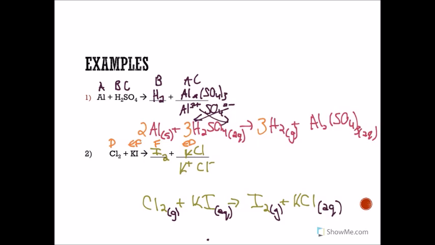And lastly, we balance. We have 2 chlorines, we need 2 chlorines. Now we have 2 potassiums, we need 2 potassiums. We have 2 iodines, we have 2 iodines. We're good to go.